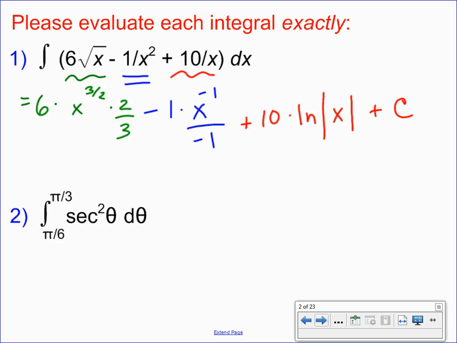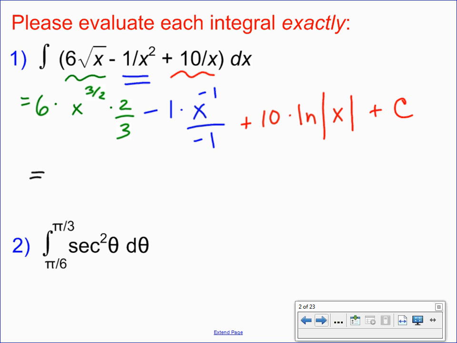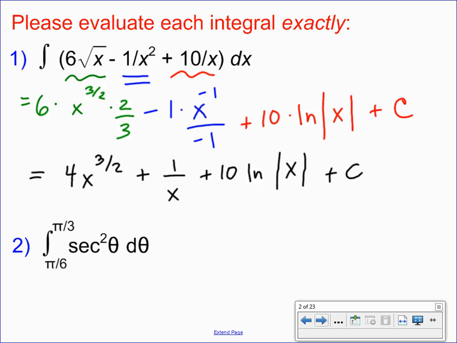All right, so let's go ahead and do one step of simplification and see how it looks. So we've got 6 times 2/3, which is 2 times 2, I'm getting 4x to the 3/2. Negative divided by a negative is a positive, 1 over x to the first, plus 10 natural log of absolute value of x, and then plus c. Go ahead and take a look at your antiderivative function and raise your hand if you had the same. Yes, that's great. So that's like 3 antiderivative problems for the price of 1. Nice job. Let's go ahead and take a look at number 2.